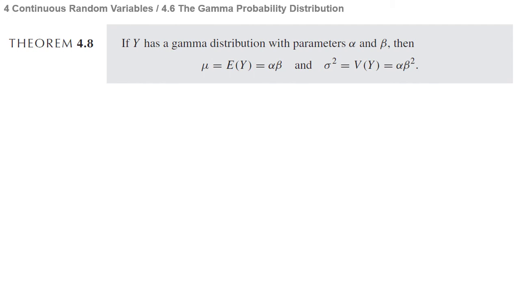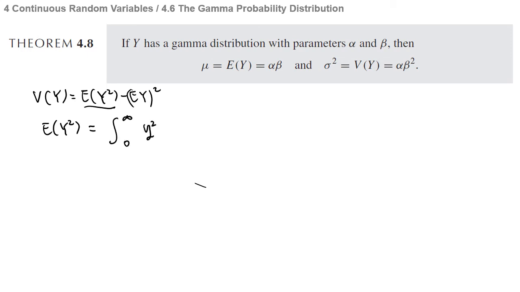Okay. So the next one is the variance part. So we want to calculate variance of y. To do that, we usually use this formula, expected value of y square minus E[Y] square. And so we want to calculate this E[Y square]. To calculate E[Y square], this is integration from 0 to infinity y square, and here we have y to alpha minus 1 and e to the minus y divided by beta, and here beta to alpha and gamma alpha.